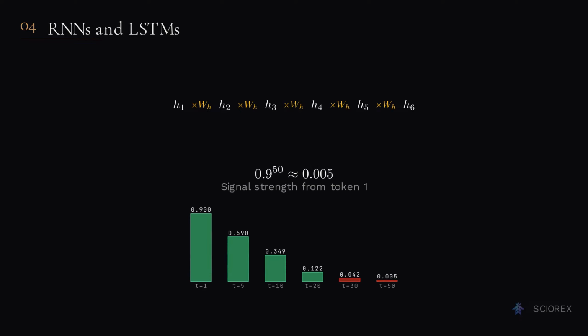At each step, the hidden state is multiplied by the weight matrix W_h inside the tanh. If the effective gain of that multiplication is less than 1, say 0.9, then after 50 steps, the signal from the first token is scaled by 0.9 to the power of 50, which is about 0.05. The information does not just fade metaphorically, it fades exponentially. This is the vanishing gradient problem from episode 4, now playing out across time steps instead of layers.